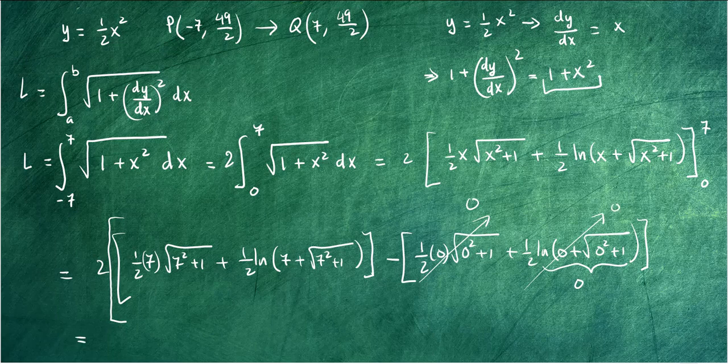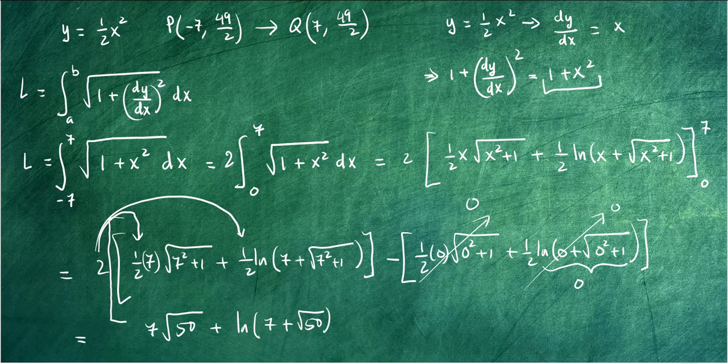So at the end, if I bring the 2 inside here and here, then I will eliminate the 1/2. So I get 7 times the square root of 7 squared, 49, plus 1, which is 50, and then plus ln, only because I multiplied the 2 outside. And then I get ln of 7 plus the square root of 50. And that's it. That should be my final answer for the arc length of this curve from point P to point Q.